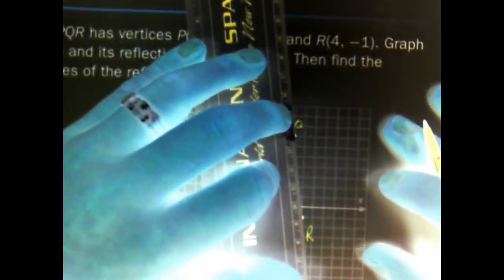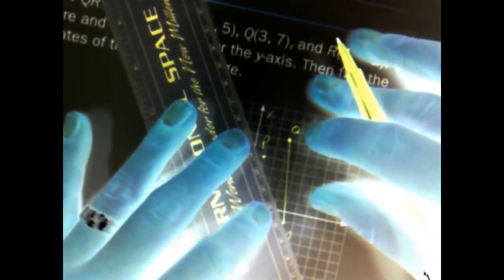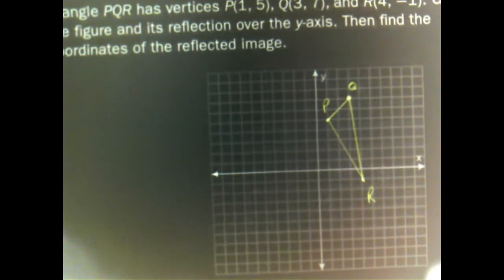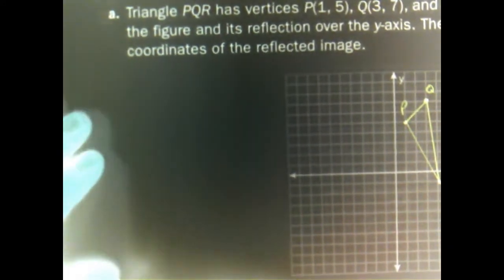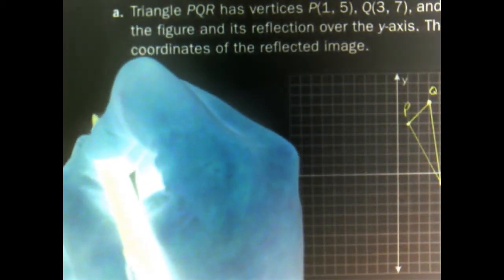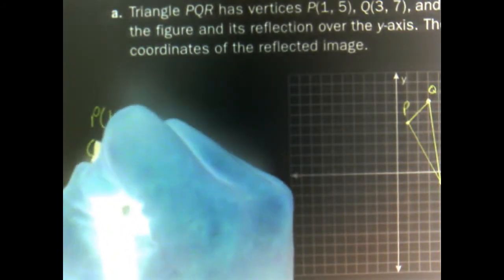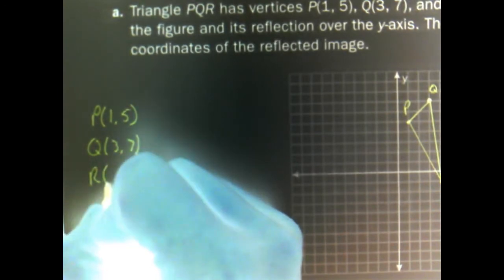So this time, for this example, I'm going to show you a little bit different way to do it other than counting. You can always definitely count, but sometimes you might not be given a graph and you don't want to make a graph, so there are other ways to do it. So just like yesterday, when we talked about translations, we can use transformation notation to help us find those new vertices.